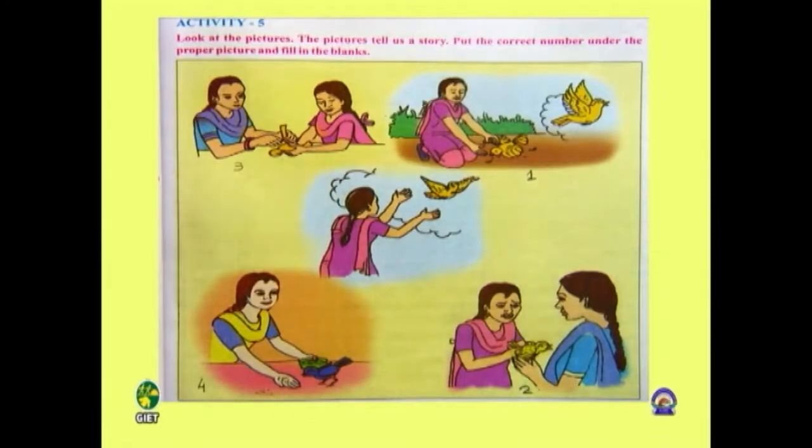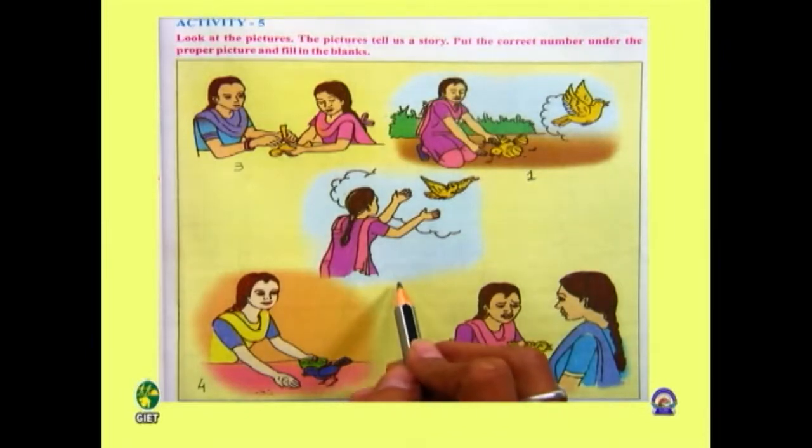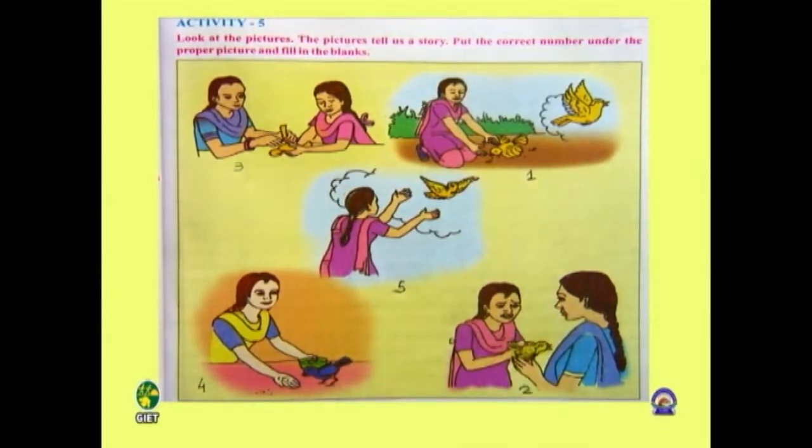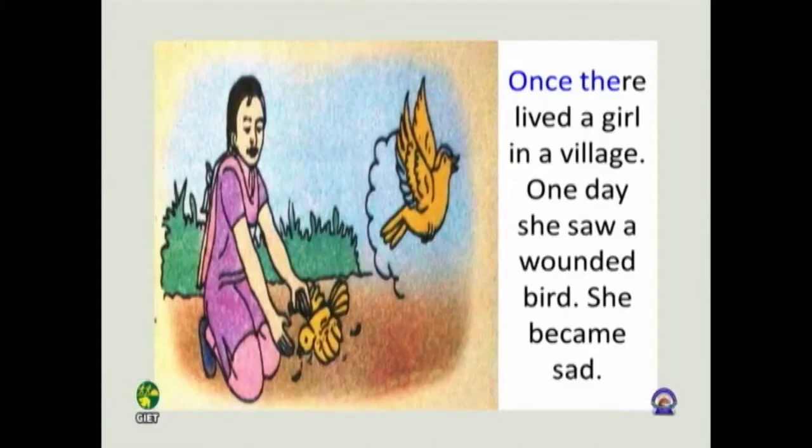And now in the end we can easily say that this picture comes at number 5. So write down number 5 below this picture. In the end, after some days, the girl set the bird free. So friends, have you written down all these numbers below the pictures? Okay, let's start the story.